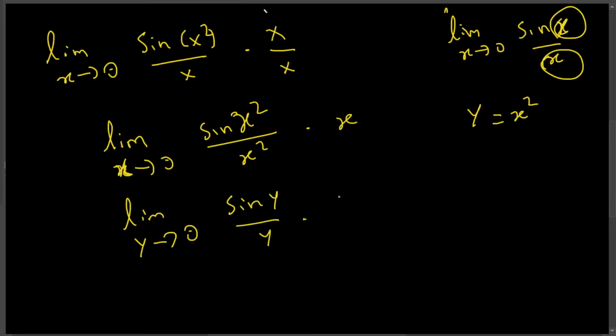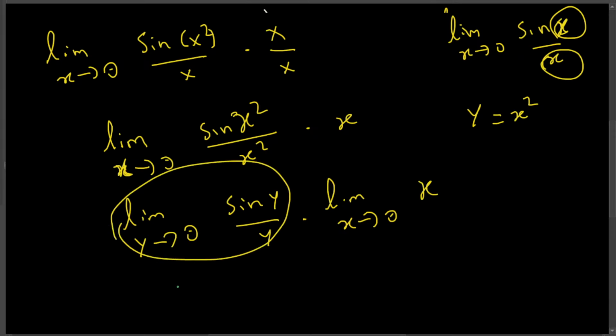And for this one, I take the limit separately. Limit x approaches 0 of x, and for the other one we can substitute 1. So this is going to be 1 multiplied by, here we can do the direct substitution, that is 0. So 1 times 0, that is 0. The final answer here is 0.